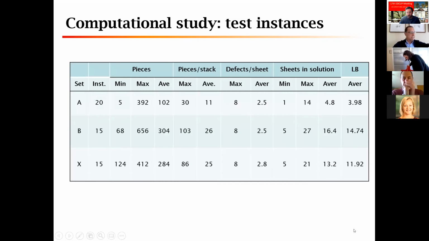For the computational study, the organizers of the competition provided sets A and B in the first phases, and then the final phase, the competition, was on set B and an unknown set of instances called set X. So we decided to use sets A and B as the training set to decide the best strategy for the algorithms, and then sets B and X as in the competition to test the results of the complete algorithm.